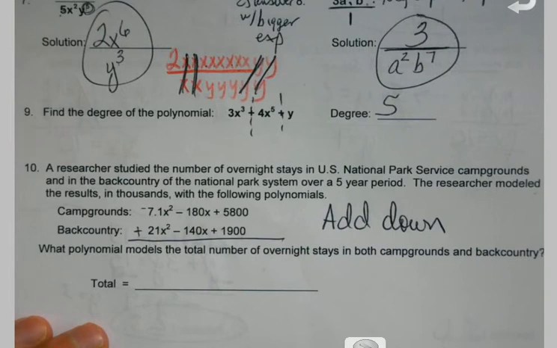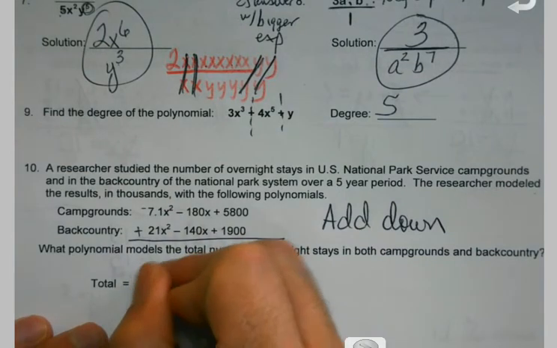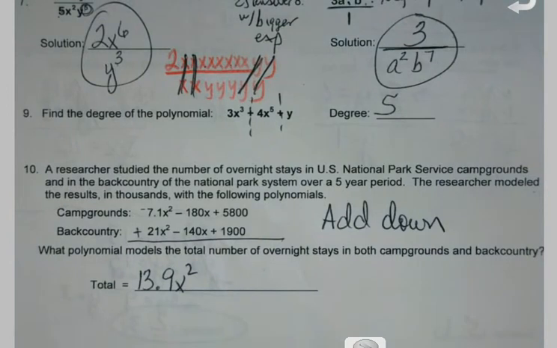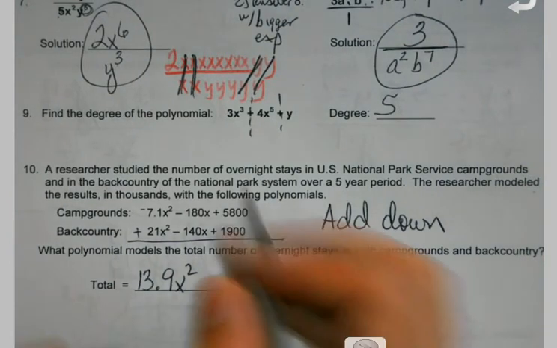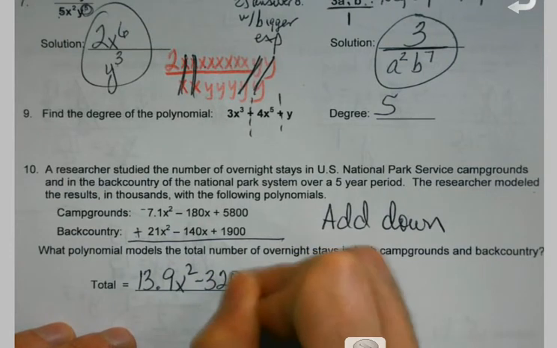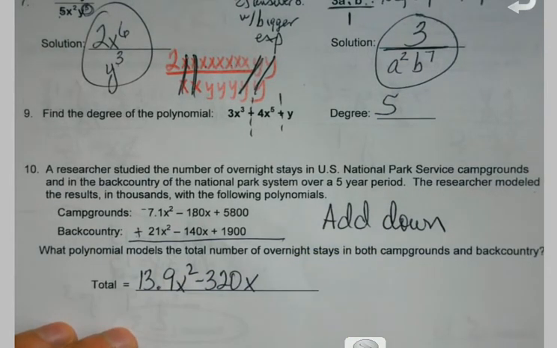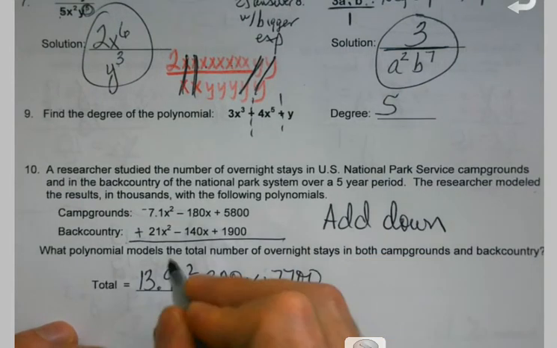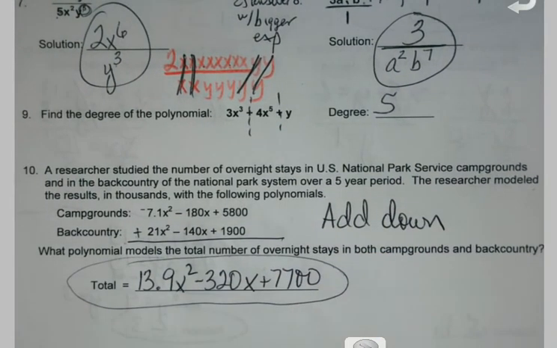So negative 7.1 plus 21 is 13.9. I keep my x squared. Don't change the variables at all. Negative 180 plus negative 140. Now you add. Yeah, we're adding. Be careful. And then 5,800 plus 1,900. This would be the representation of a way I could get the total number of stays.